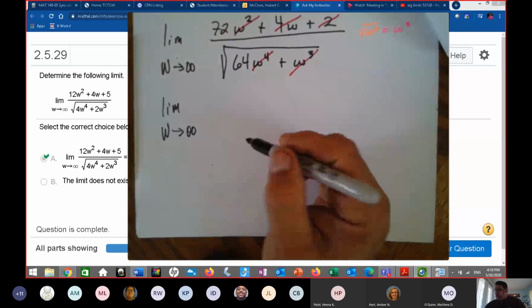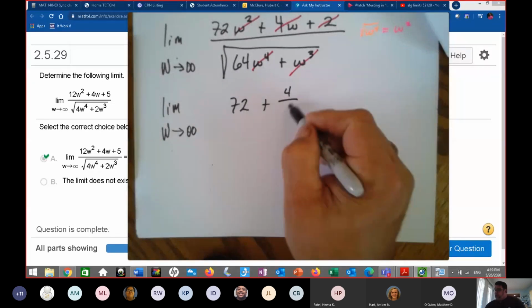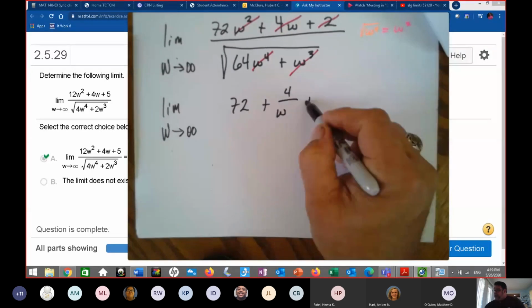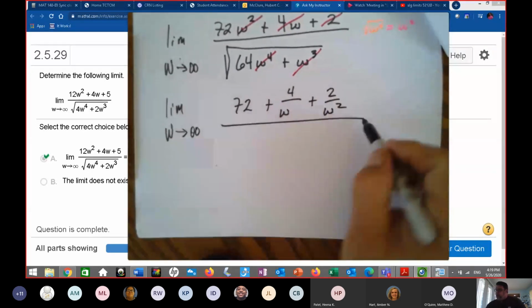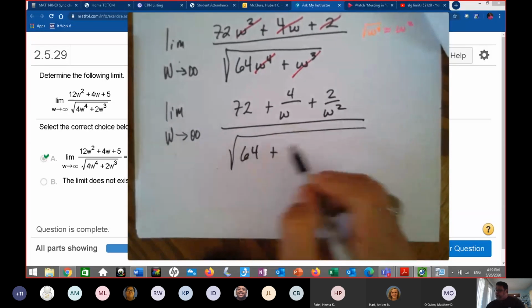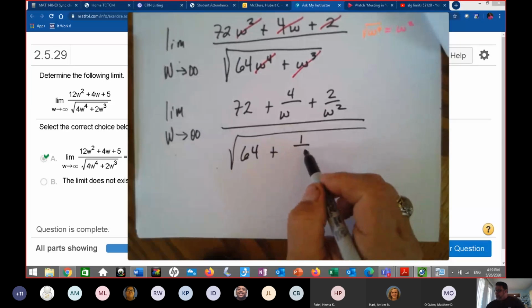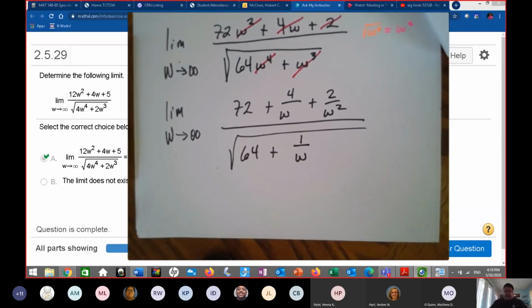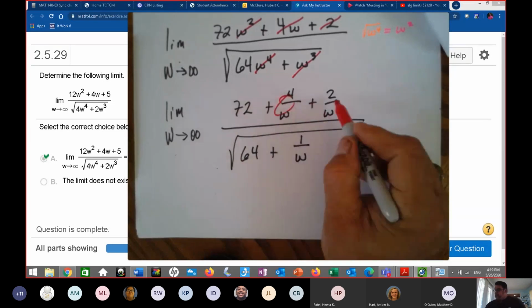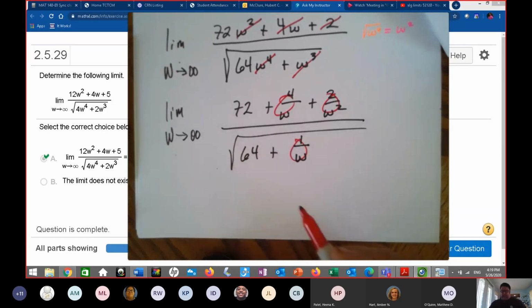72 plus 4 over W plus 2 over W squared, over the square root of 64 plus 1 over W. And this goes to 0. That goes to 0. That goes to 0. And 72 divided by 8 is what? 9. And that's your answer.